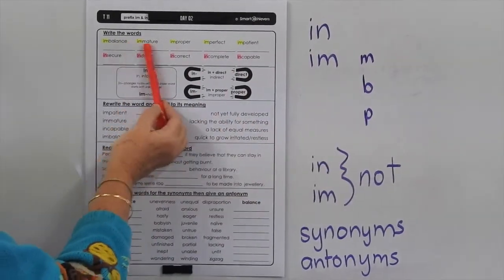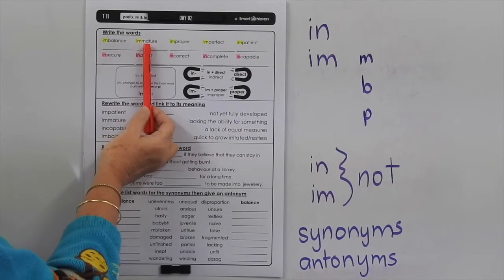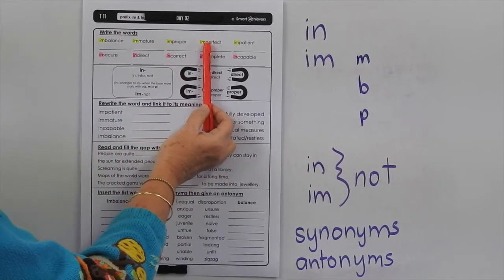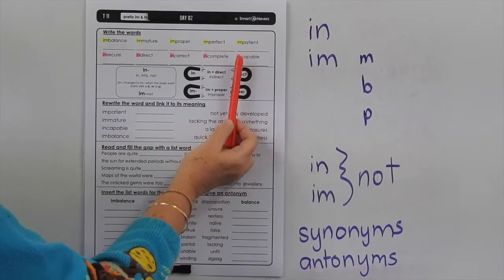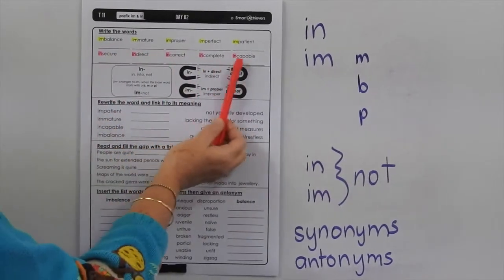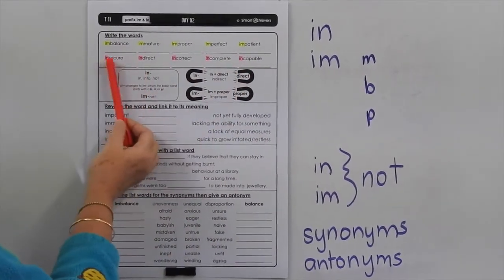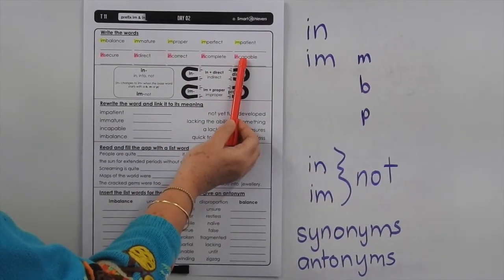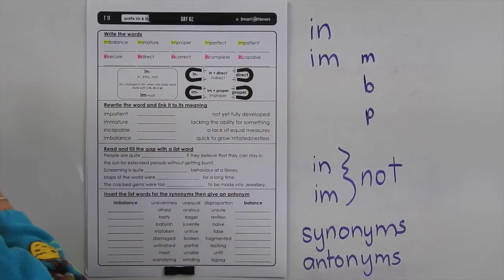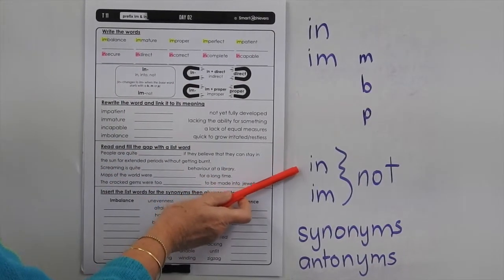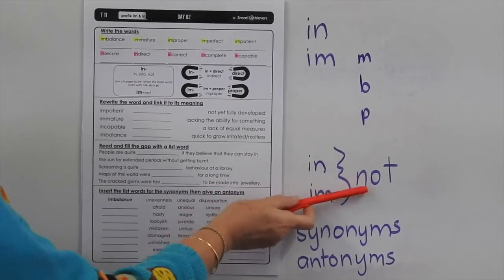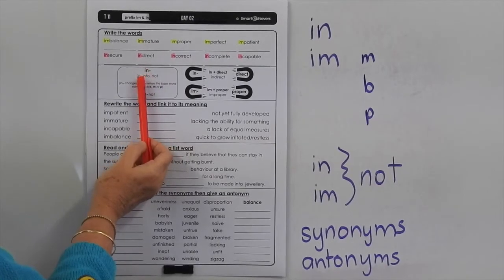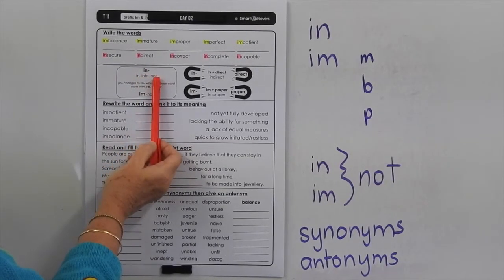So we've brought that in here when we've got imbalance, immature, improper, imperfect and impatient. Now all the other letters of the alphabet we use in before. So we've got insecure, indirect, incorrect, incomplete and incapable. So in most of these words we're using the common meaning for the prefix, which is not. So in, it could also mean into or not.